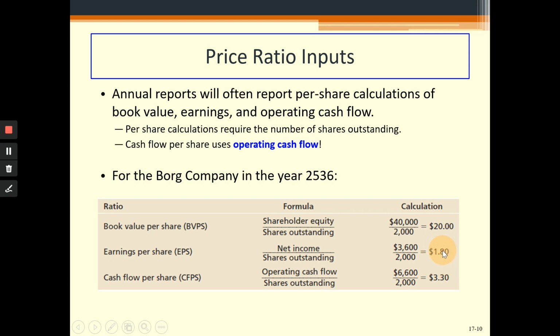The cash flows per share: whenever we are talking about cash flows, we are talking about operating cash flows only over here. So the operating cash flows, remember, from the net income we added depreciation, so we arrived at 6,600 divided by 2,000, which is the shares outstanding. We have the cash flows per share, which is $3.3.